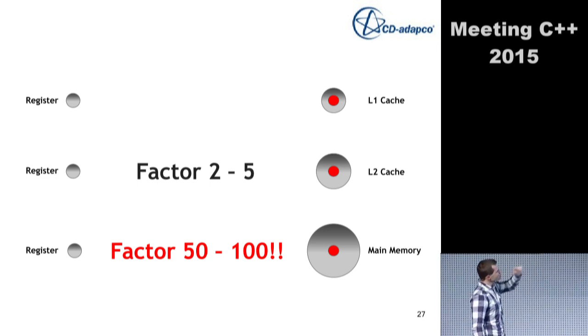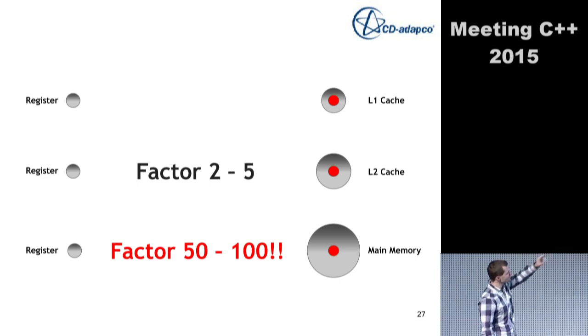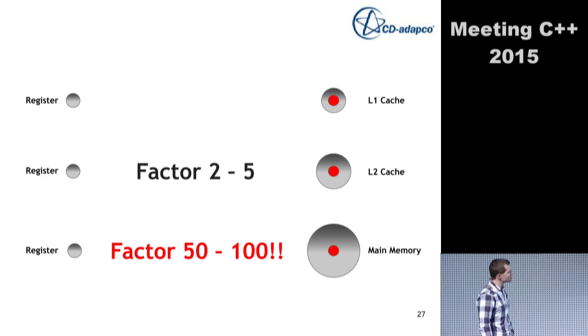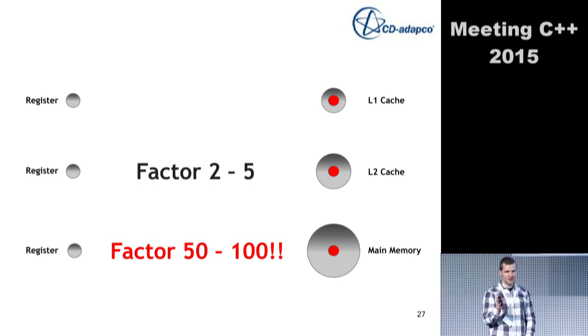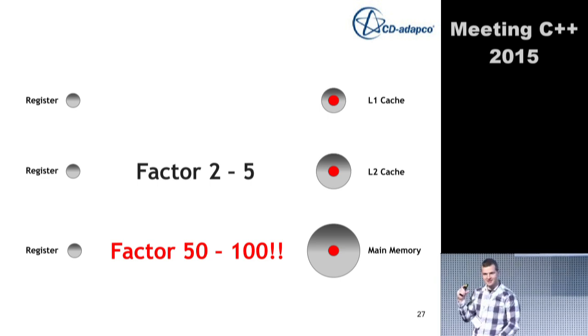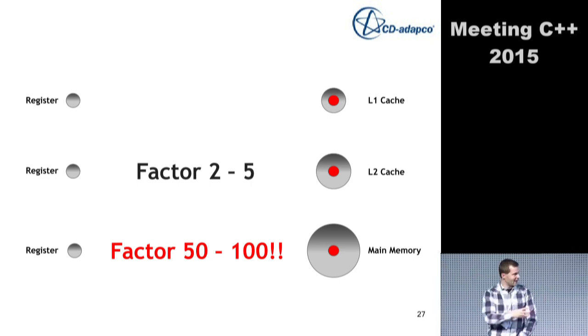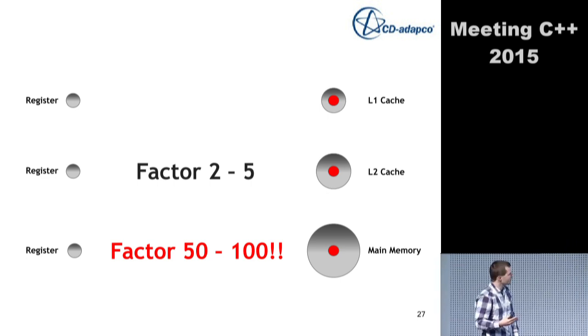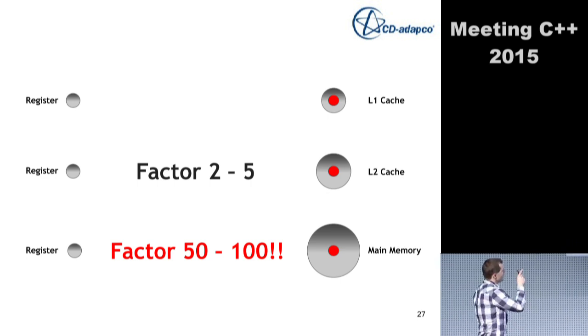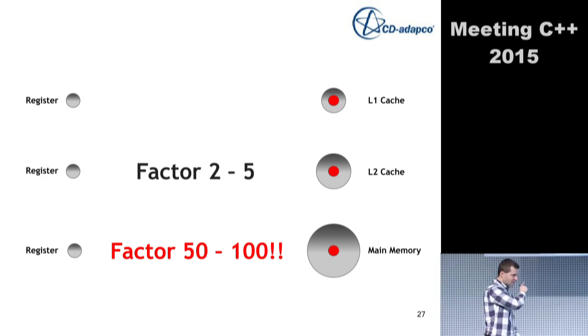So there's a factor of 2 to 5 in comparison to level 1 cache for the level 2 cache, and in memory there is a factor of 50 to 100. This is even true for the high-end CPUs. So an Intel Xeon is not any faster than this. So this is truly something that you have to remember and that you have to work with. Okay, let's keep this in the back of our minds.